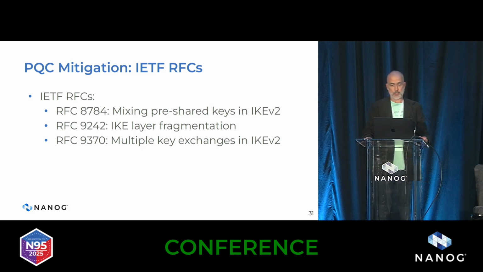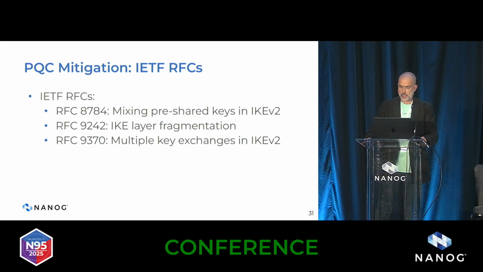That will achieve quantum resistance so long as the pre-shared key is sufficiently random. RFC 9242 also updates IKE version 2. It describes fragmenting at the IKE layer instead of the IP layer. The key and signature sizes are all larger with the new algorithms, and fragmentation is, I learned, more efficient to handle at the IKE layer.